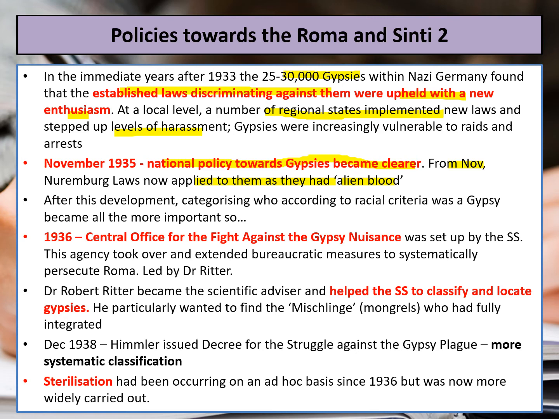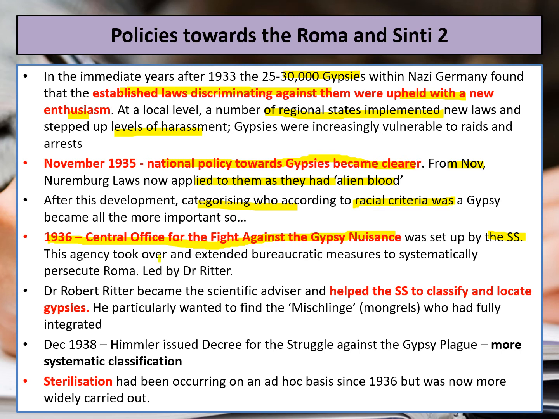So after they had created this law that said that Germans needed to make sure they maintained pure blood, they then had to make sure that they could categorize people according to racial criteria, and they needed to come up with a better definition of what made a gypsy. So the Nazis decided to create the Central Office for the Fight Against the Gypsy Nuisance in 1936. And this was an organisation that was set up by the SS, because remember, the SS are in control of Nazi racial policy.